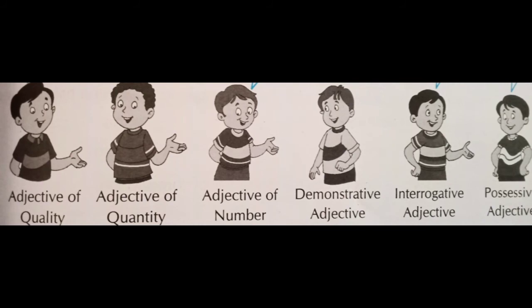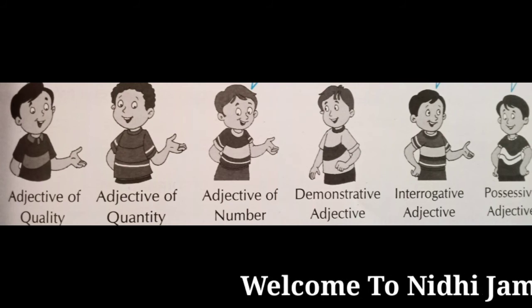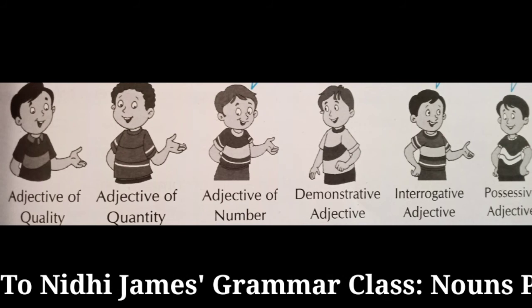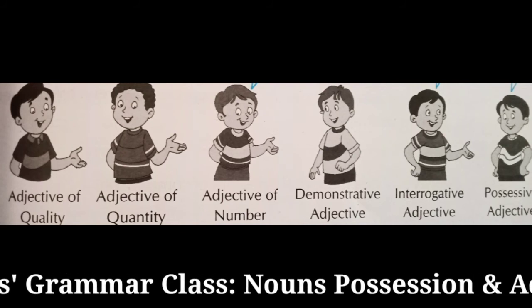Here are some more examples. Some people want to meet you. Some is adjective of number. Meena wanted some money. Some is the adjective of quantity. He drank all the water in the jug. All is the adjective of quantity. All the cows belong to the farmer. All is the adjective of number.